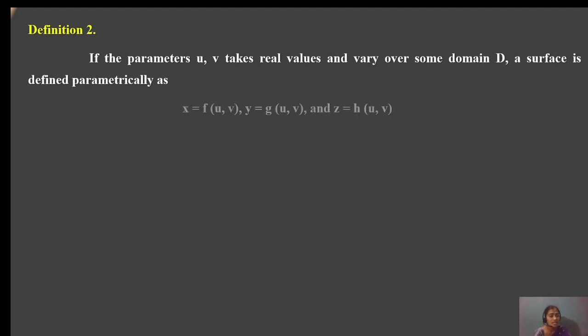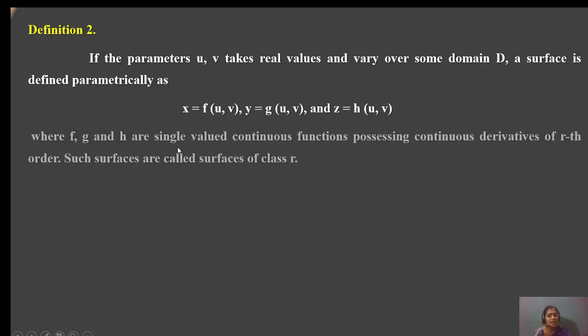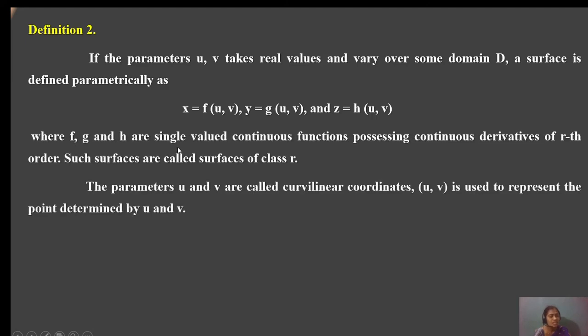Next, we consider the second definition. If the parameters u, v take real values and vary over some domain D, a surface is defined parametrically. In this definition, the parameters u and v take real values, for example u equals 3, v equals 5, and any value can be given over some domain D. Then the surface is defined parametrically as x equals f(u, v), y equals g(u, v) and z equals h(u, v). This form is generated under this condition.